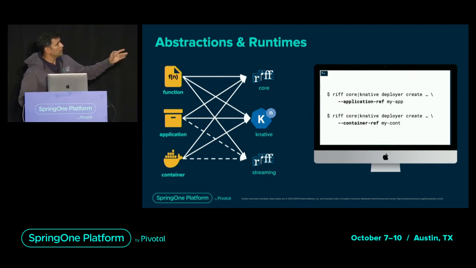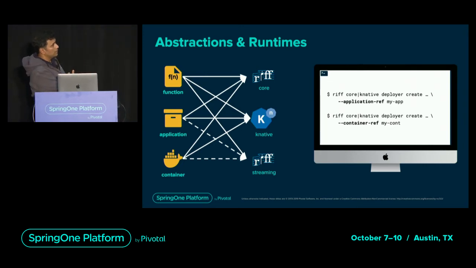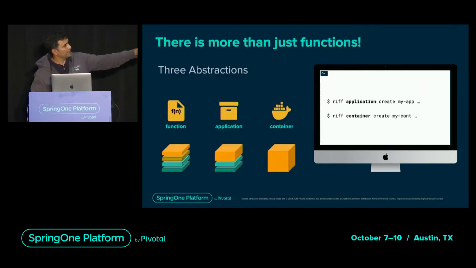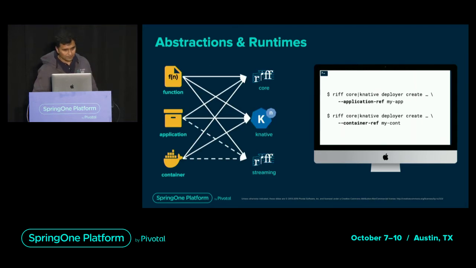So again, we've seen how to create functions previously, right? In addition to functions, we can also create applications and containers. And once you have those, you can again deploy them on any of the runtimes of your choosing by using the application ref and the container ref in the CLI.